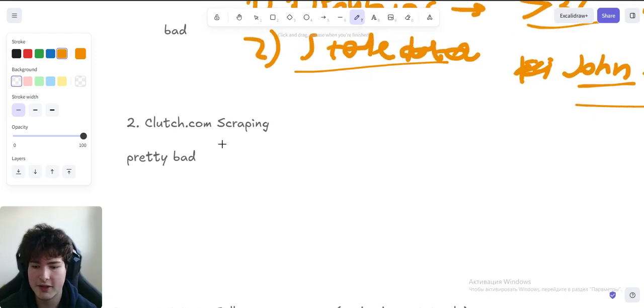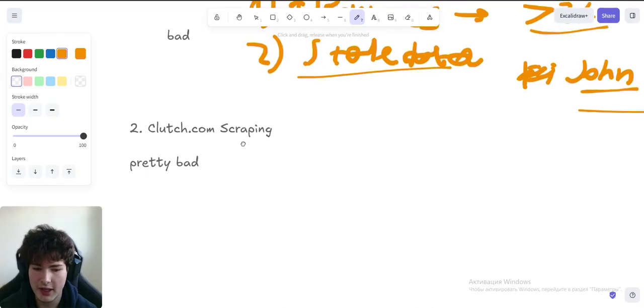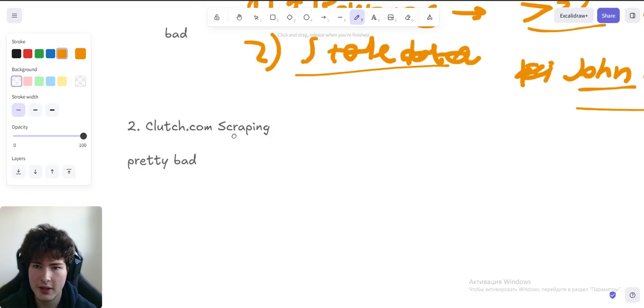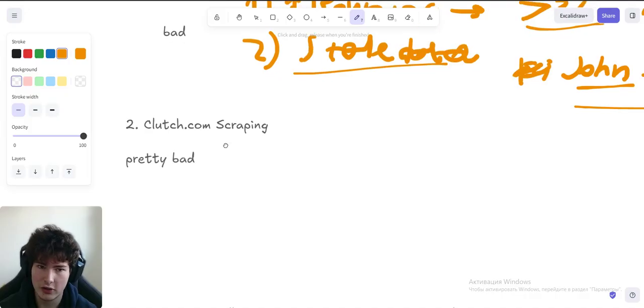But Clash.com is basically a directory of all marketing agencies, and you can filter them with pretty good filtering options. And if you can make the scraping work, maybe it can be better. Maybe you're going to try it as well in the future.